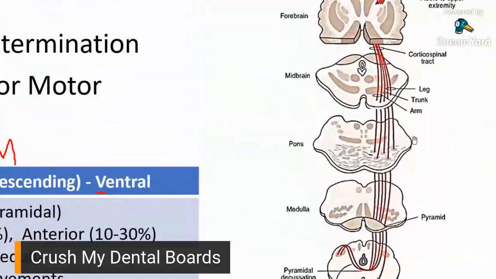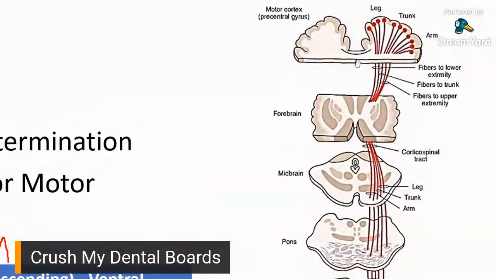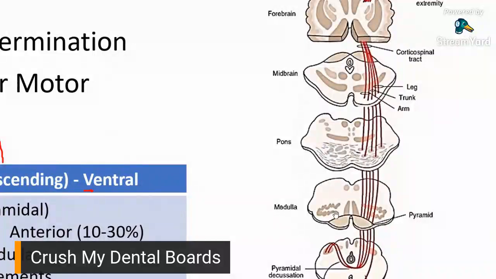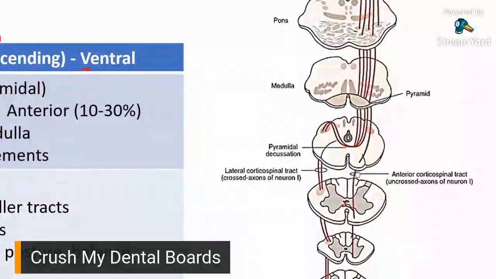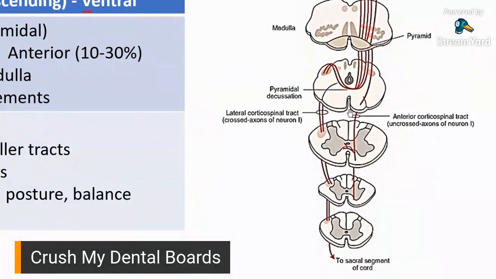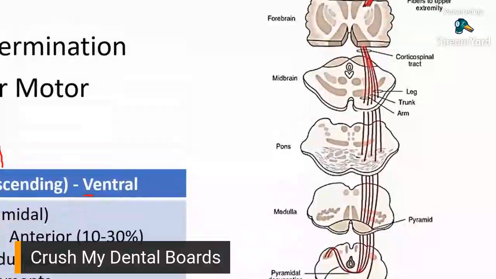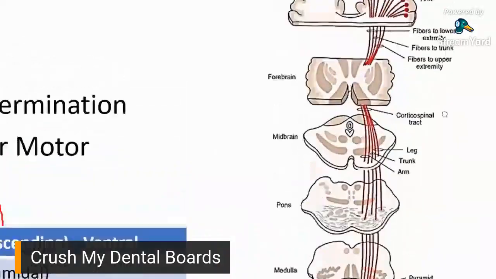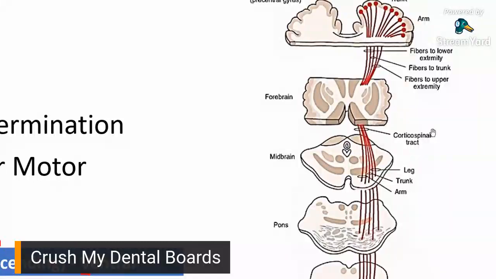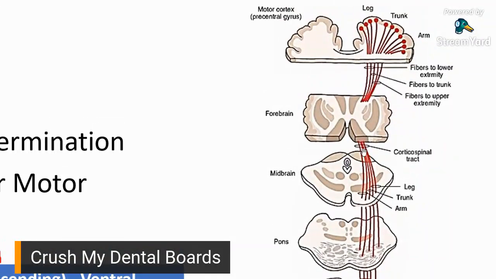So this represents your brain, your motor cortex, your forebrain, your midbrain, pons, medulla. This is your brainstem right here. And then the medulla oblongata is connected to your spinal cord. Okay? So, let's see here. This is your corticospinal tract. Right here.